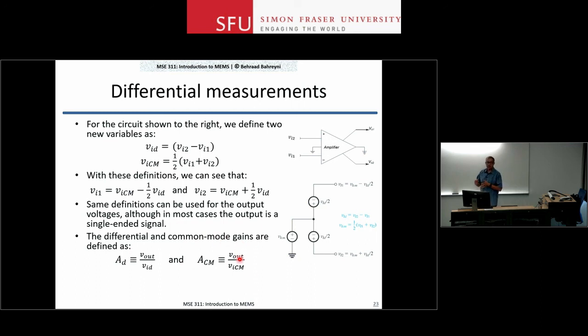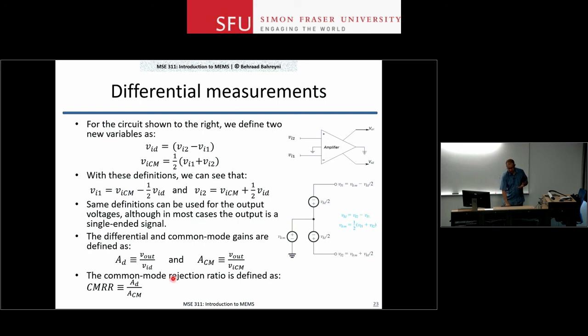Ideally, I want the common mode gain to be as close to zero as possible, and A differential is what I want to have from my system. Once you have a circuit, the common mode rejection ratio, basically how insensitive your circuit is to common mode signals, is going to be given by this ratio.